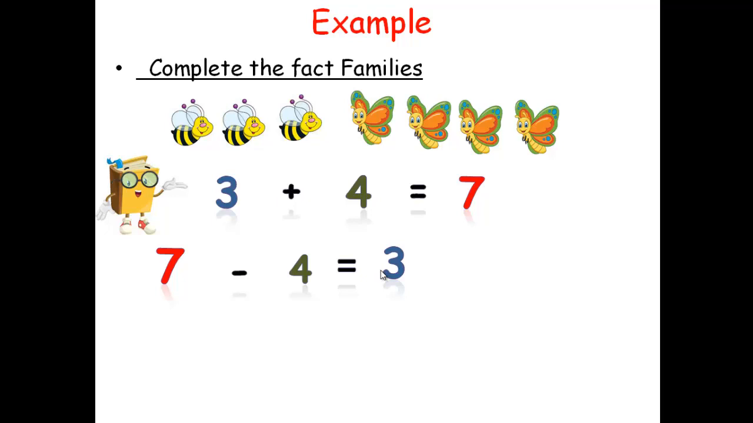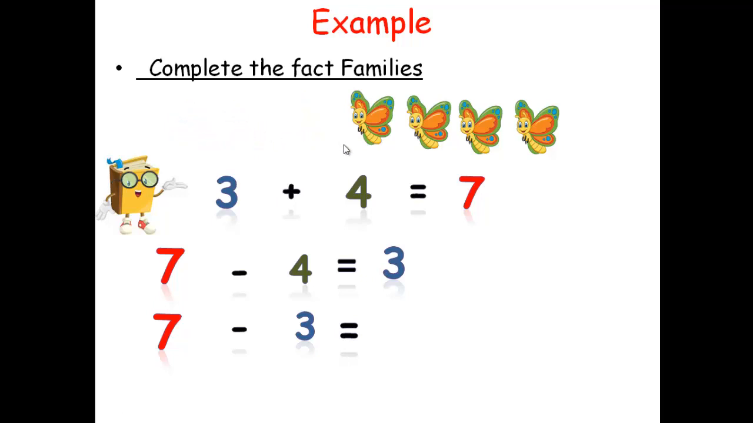Again, I'm going to take the 7 and take 3 from the 7. I'm going to take away 3 from the 7. So, let's see the picture. Look at the picture. I took away the 3. What is the remaining? Very good, the 4 butterflies. So these are the two subtraction fact families from 3, 4 and 7.